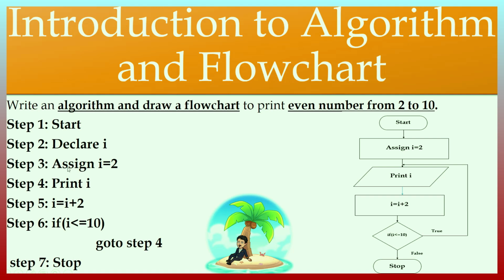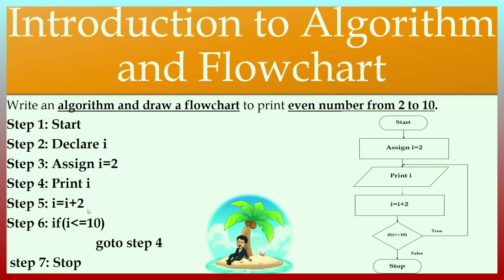Now we want to convert this algorithm into a flowchart. Let me explain the algorithm. Step 1, start. Step 2, declare. I'm going to skip declare as usual. Step 3, assign. If you want to assign, you use a rectangle, that is assign I equal to 2, and then print. For print, you use a parallelogram, print I, and then process I equal to I plus 2. You use a rectangle, you know very well, I equal to I plus 2, and then we are going for the condition, for which you use a diamond.